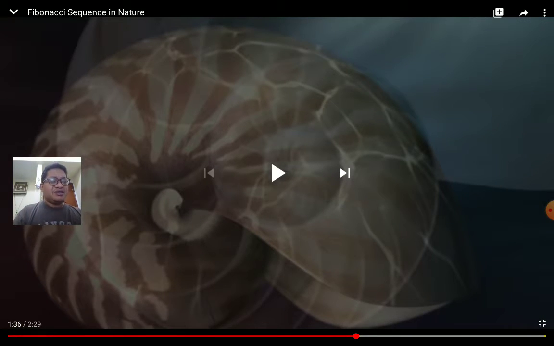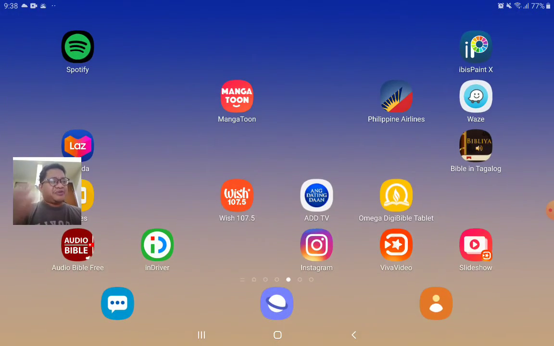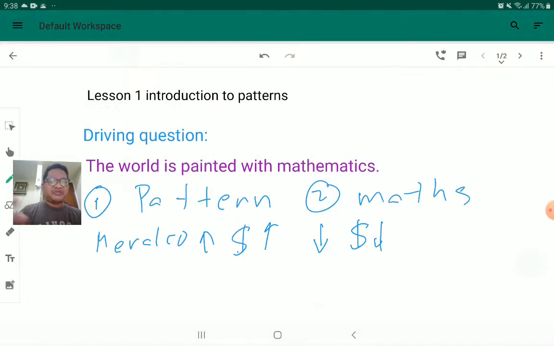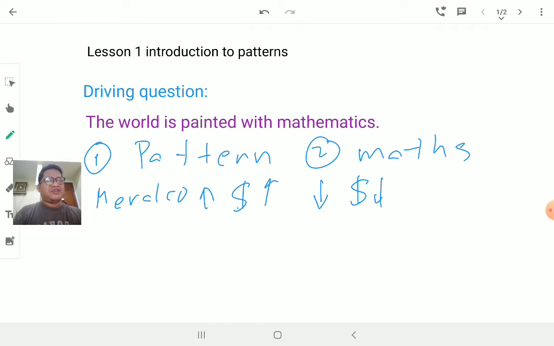And the snail is one of the most important examples of the Fibonacci sequence. If you cut the snail in half and measure every portion of it inside the nautilus, then you will see a Fibonacci sequence. So nature is composed of a lot of patterns, and that is actually the main essence of this lesson.